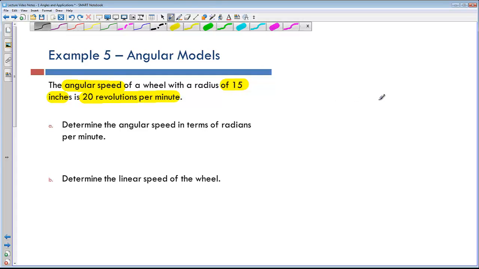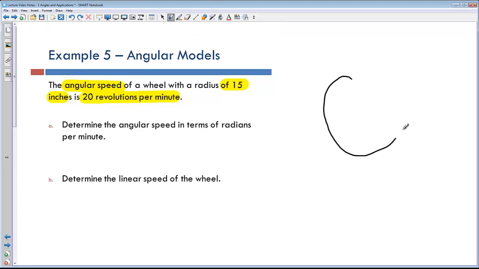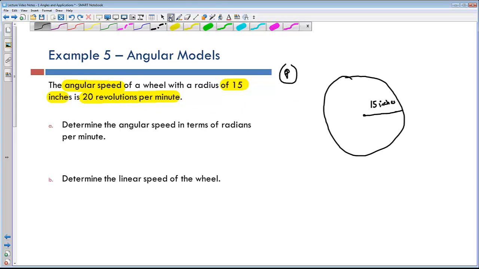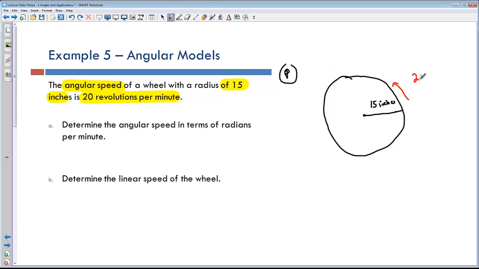So you have basically a wheel. Here's my wheel, so this is my picture. It has a radius of 15 inches, so we'll draw a radius on here of 15 inches. And it says 20 revolutions per minute. So basically this thing is spinning around. I don't know which direction, but it doesn't really matter. So it's spinning around that way at 20 revs per minute.